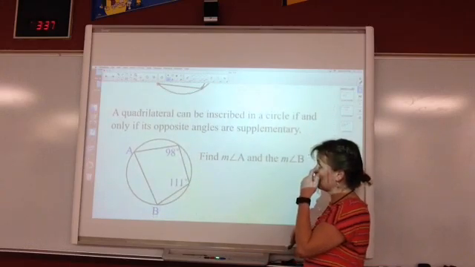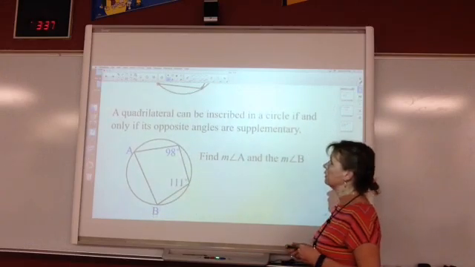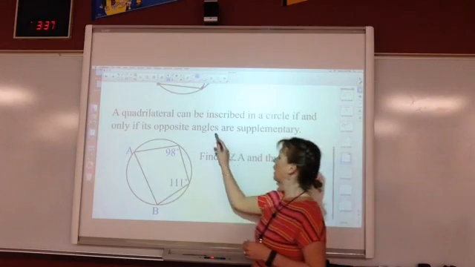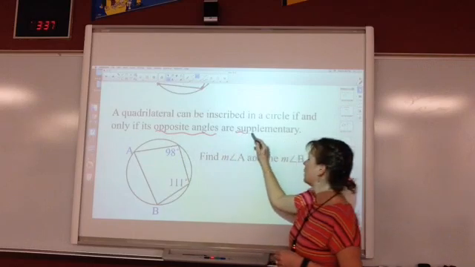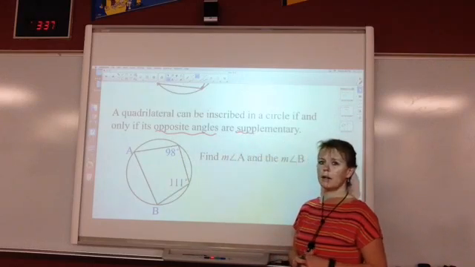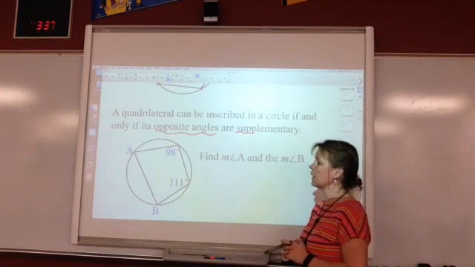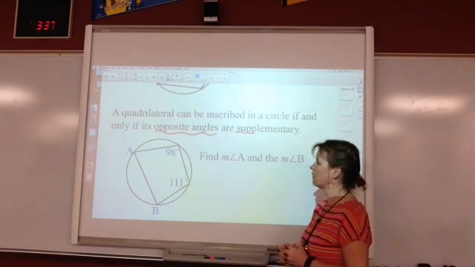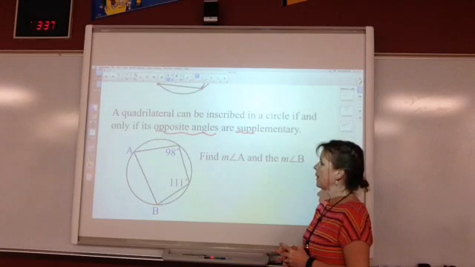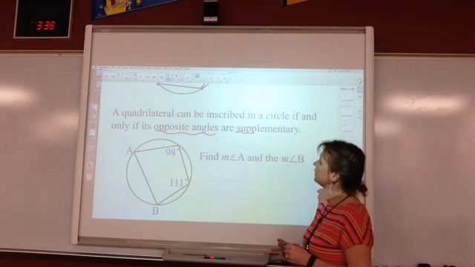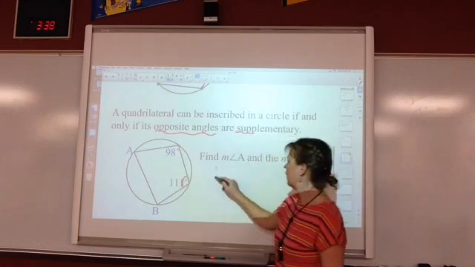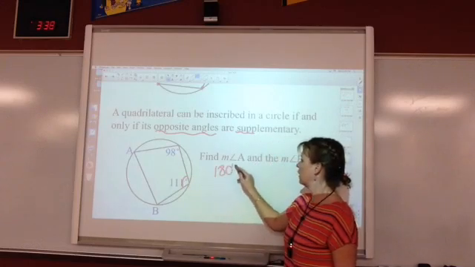A quadrilateral can be inscribed in a circle if and only if its opposite angles are supplementary, adding up to 180 degrees. It's the only way that it works to make a quadrilateral be inscribed in a circle. They have to be supplementary. Find the measure of angle A only if its opposite angle adds up to 180 degrees.